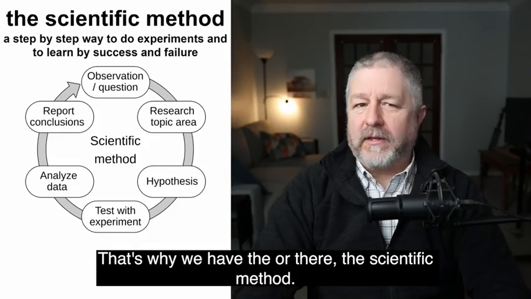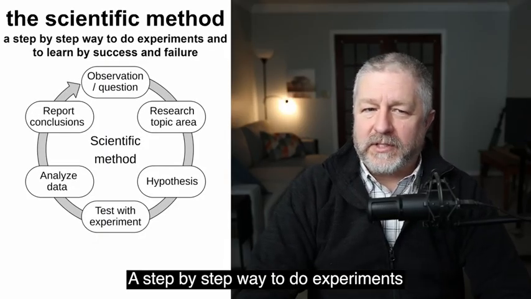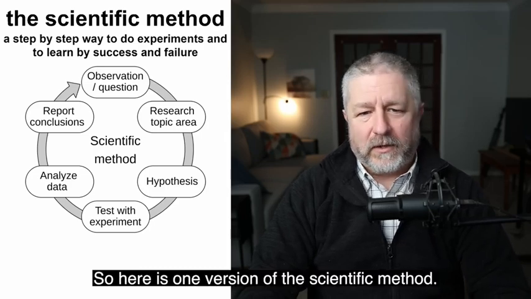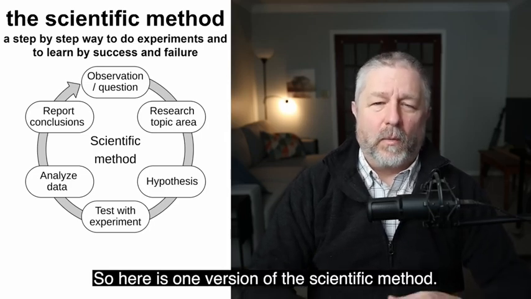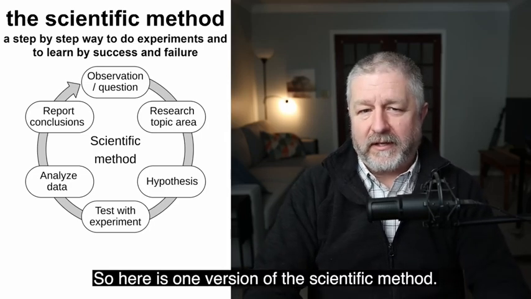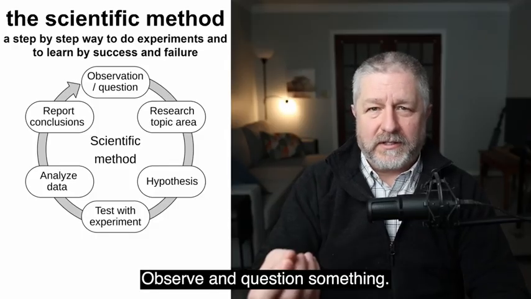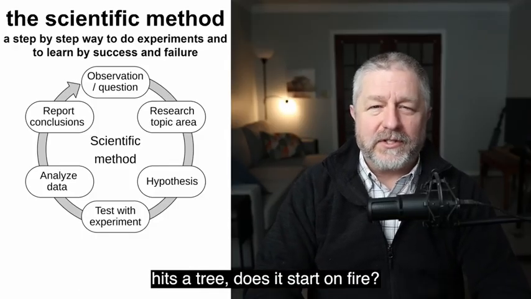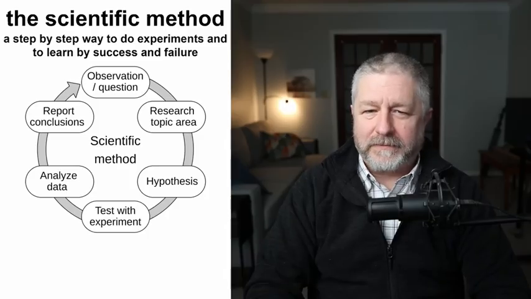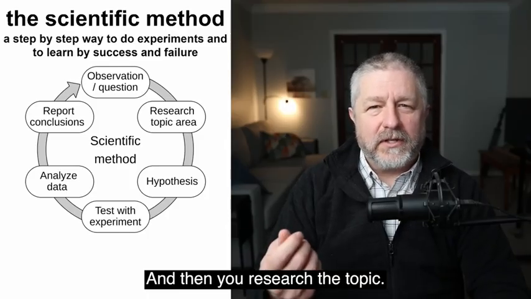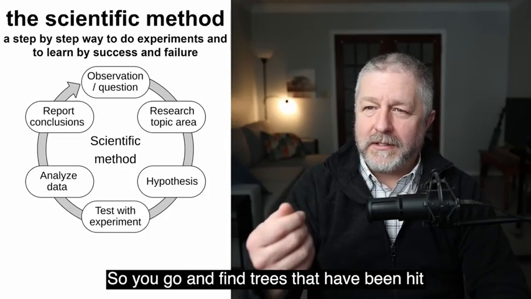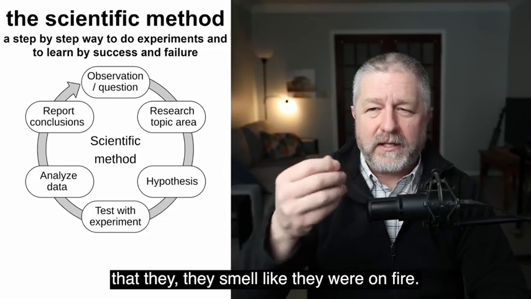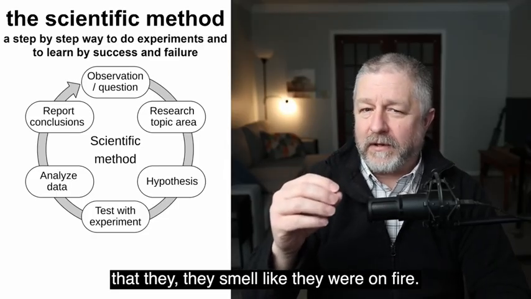The scientific method, a step-by-step way to do experiments and to learn by success and failure. So here is one version of the scientific method. You observe and question something. So you might think to yourself, why, when lightning hits a tree, does it start on fire? And then you research the topic. So you go and find trees that have been hit by lightning, and you notice they're charred, and you notice that they smell like they were on fire.